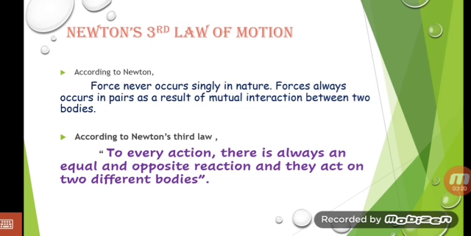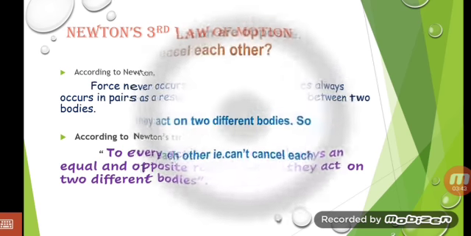Newton described the third law in the same way. To every action there is an equal and opposite reaction. That is, action and reaction both are forces acting on two different bodies. This is Newton's third law: to every action there is an equal and opposite reaction, and they act on two different bodies.